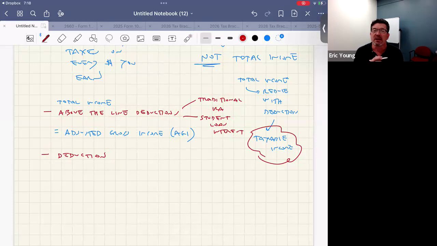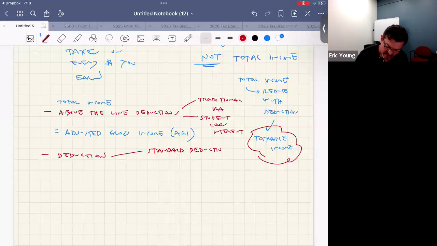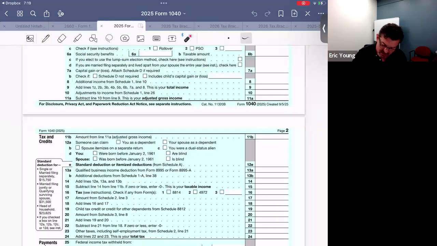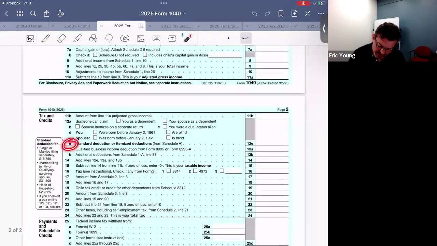Now, it gets confusing because the government offers you two approaches. You can either take what's called the standard deduction, or you can take what's called the itemized deduction. The government does not tell you which one to take. So basically you and your tax preparer, or you if you're using software on your own, have to figure out both and you take the bigger one. Again, notice line 12E, standard deduction or itemized.